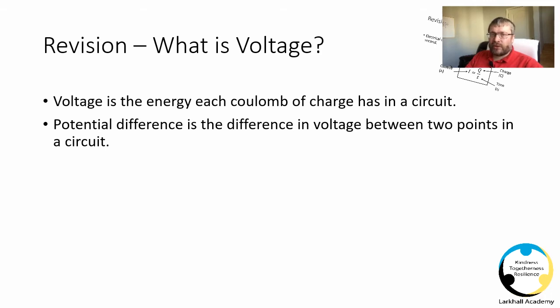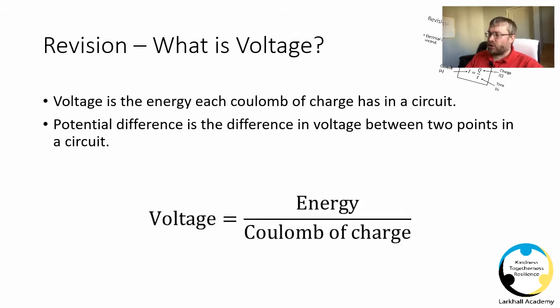However, what I would like to do is just write this as such. So voltage is equal to energy divided by coulomb of charge. So basically all we're saying here is that voltage is the energy per coulomb of charge, or the amount of energy that every coulomb of charge has. This is just another way of writing exactly what we've said there. We're just writing it mathematically.